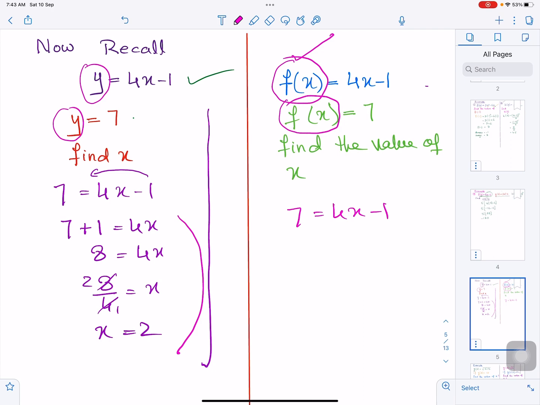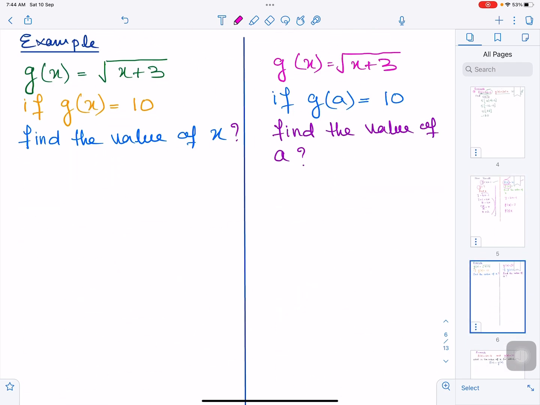Some children make a mistake when this question is given, for example, f of x equals 7. And when they solve this question, they write 7 inside. Don't make this mistake. Okay? So let's do two questions here quickly. First of all, this example, the green one. Function is given to you. It is saying if g of x is equal to 10, it means I will write here 10. And I have to find the value of x.